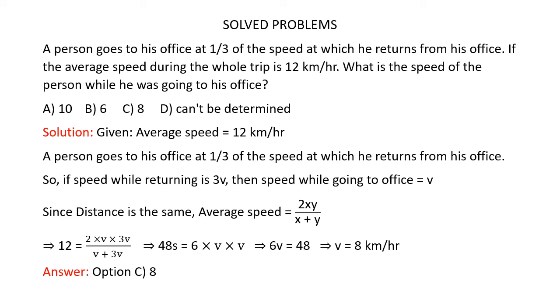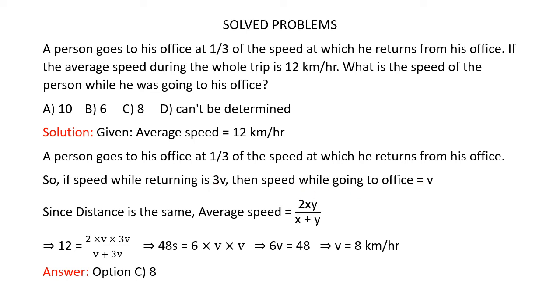So what we'll do is we'll take the speed while returning as 3v. Then 1/3 of 3v is v. So the speed while going to office is v. So now we have 3v and v, which will be easier to solve. So if the speed while returning is 3v, then while going to the office, the person goes at 1/3 of this speed, which is v.